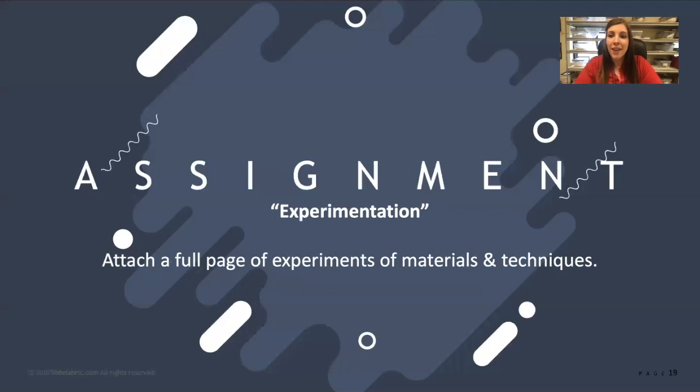All right, and then the last part of this assignment will be the experimentation. So I want you to attach a page of experiments of materials and techniques. Now for 2D design and drawing, this is easy. You can just play around with different color schemes or layering or different techniques with the mediums that you have readily available to you. But for 3D, this is a little bit harder.